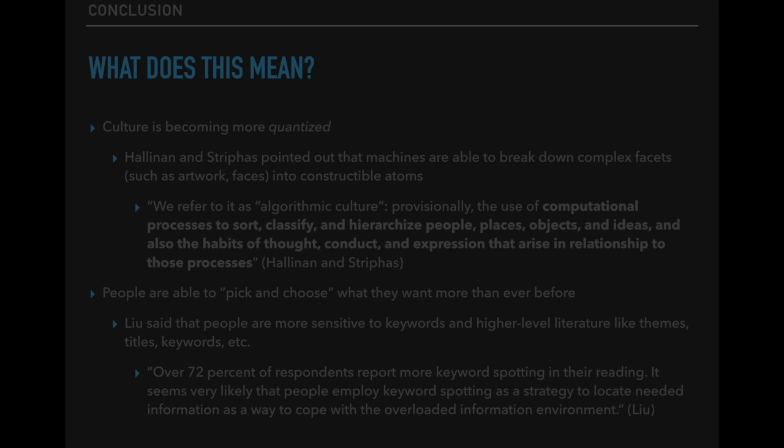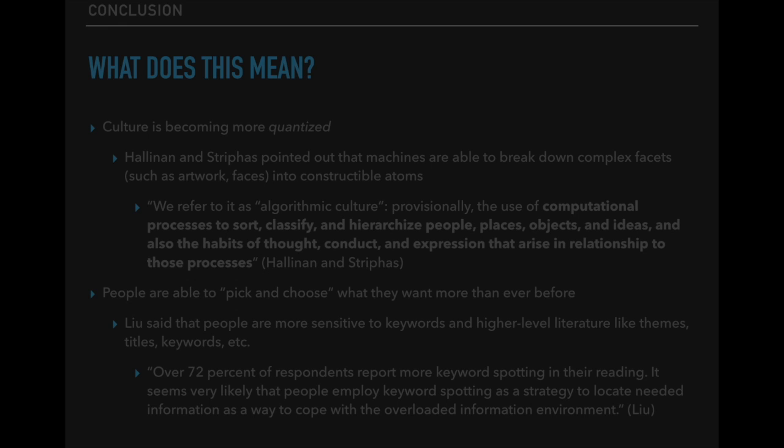So what does this mean exactly? Well, culture is becoming quantized, as you saw with those three objects. Hallinan and Striphas pointed out that machines are basically able to take cultural artifacts and break them down into constructible atoms, and then from there they're able to generate more culture, so to speak. They naturally refer to this as algorithmic culture, which I really liked. But essentially, it's computational processes that can sort and classify and hierarchize cultural artifacts.